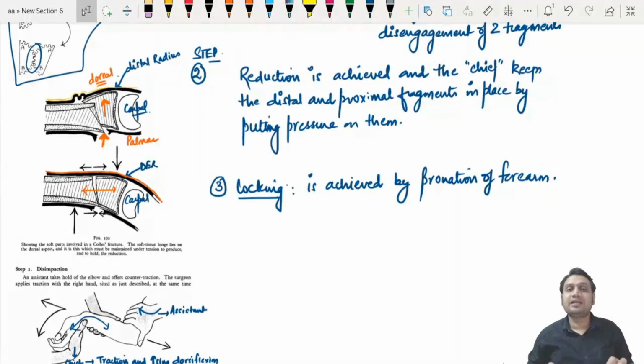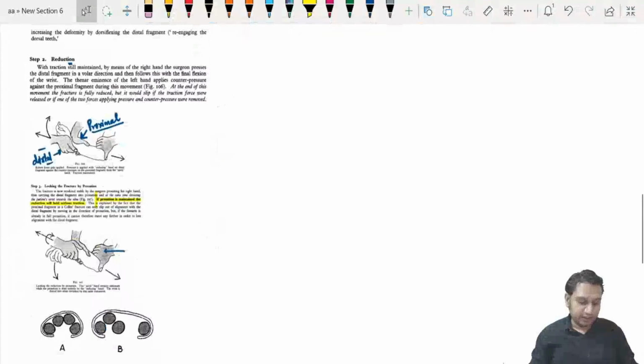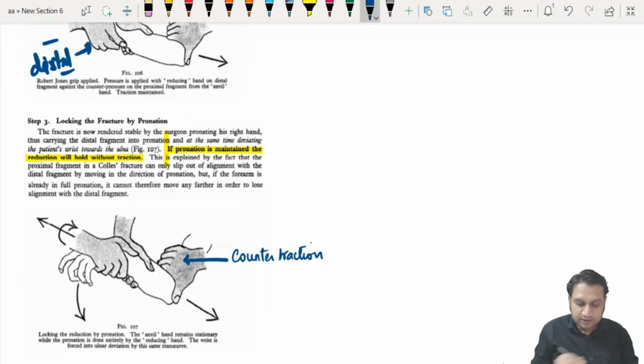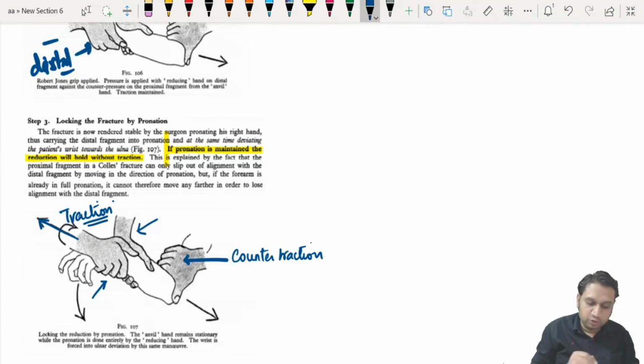Now once the steps are done and reduction is done, we'll see that at this point, this is the final position. This assistant is giving the counter traction. This chief surgeon is pressurizing the proximal fragment with the left hand and the distal fragment with the right hand, and he's still maintaining the traction. So traction will be maintained, pressure will be given on both the fragments by the chief, and counter traction provided by the assistant.